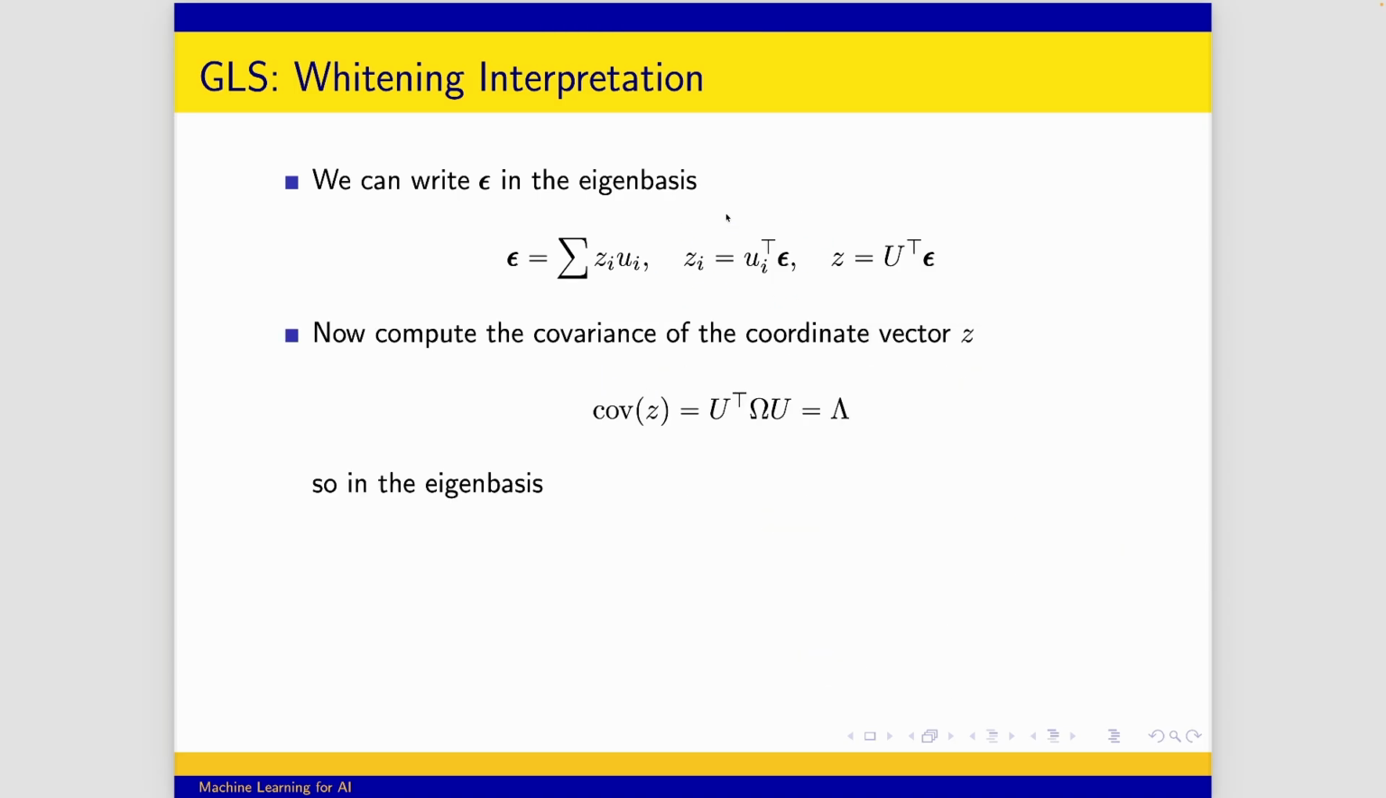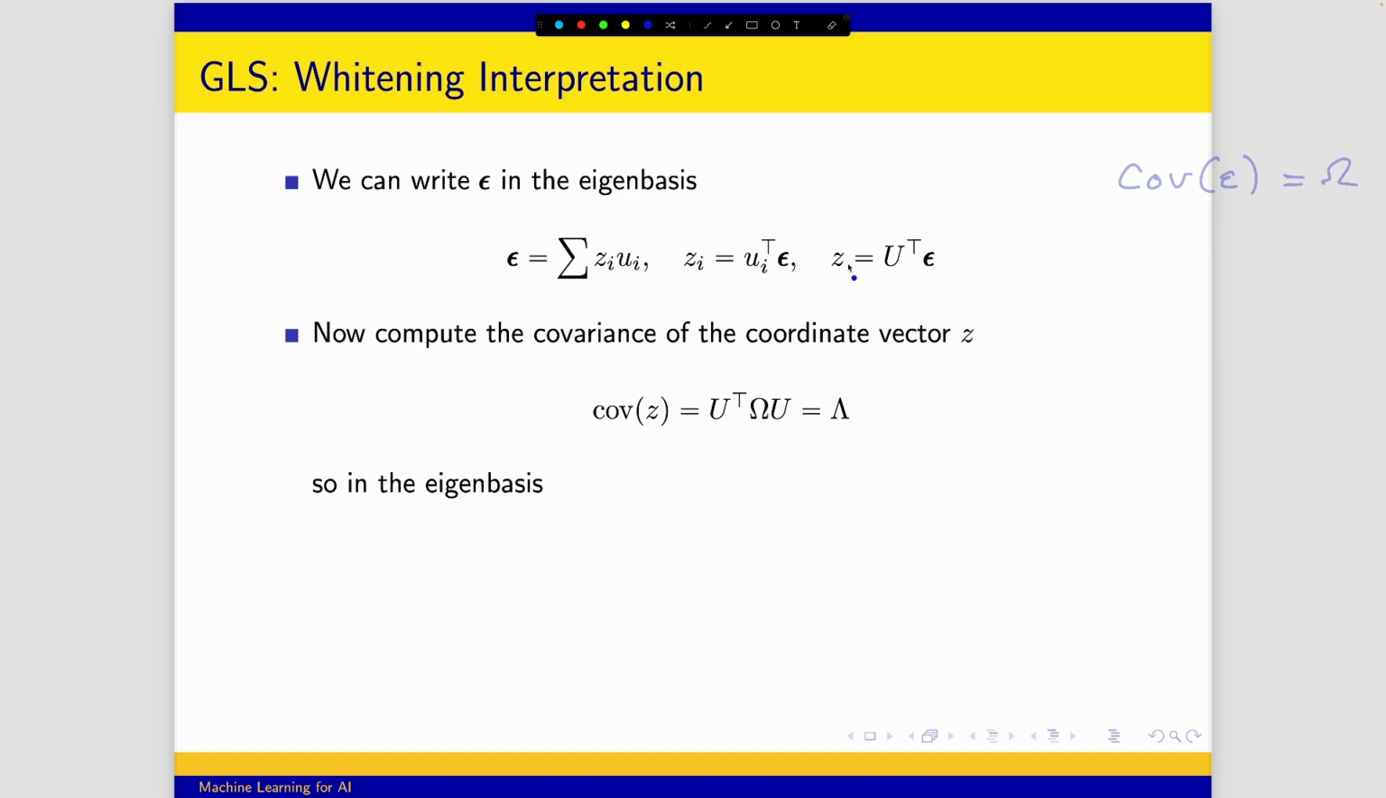Okay. And we can write compactly the vector of all of these as the matrix U transpose epsilon. Now let's compute the covariance of this coordinate vector. Well, what will that be? Well, where does it come from? Well, what's the covariance of epsilon? That's omega, conditioned on phi.